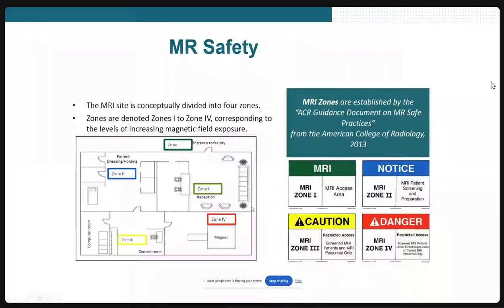Zone 2 is a checking zone. Zone 3 is a place where only people who are trained in MRI or MRI safety, or the patients who are already scanned, are allowed. And zone 4 is the area where the magnet is, so you cannot go in unless you are trained or unless you are scanned for any metallic implants.